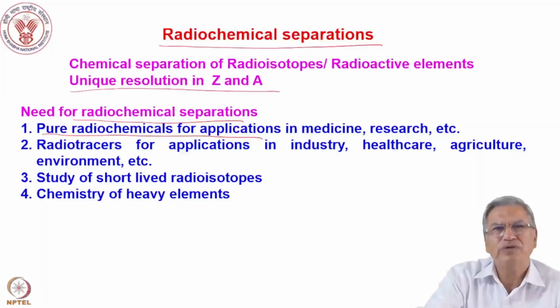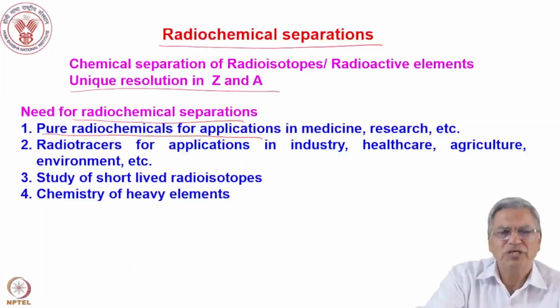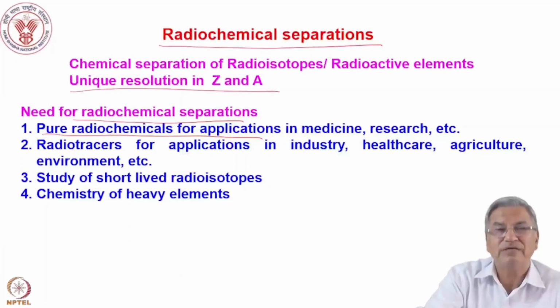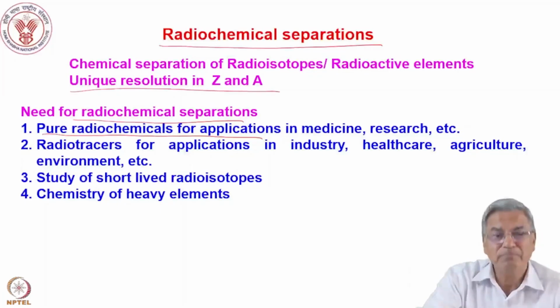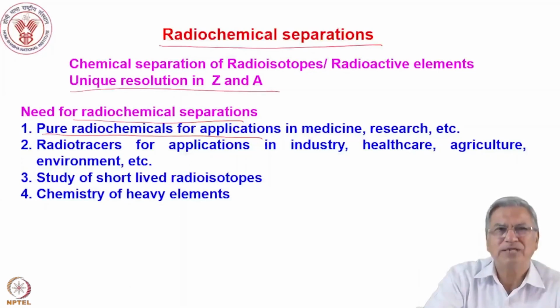As we go along, we will see that there are many areas, particularly when you want to use a radioisotope in medicine, in diagnosis, you require a pure radiochemical, a particular tracer, particularly technetium-99m, bound to an organic molecule, and that formulation should not contain any other chemical form. That is what we mean by pure radiochemicals for applications. Sometimes even in research, you are synthesizing some particular labeled compound, and you would like to have it as pure as possible.